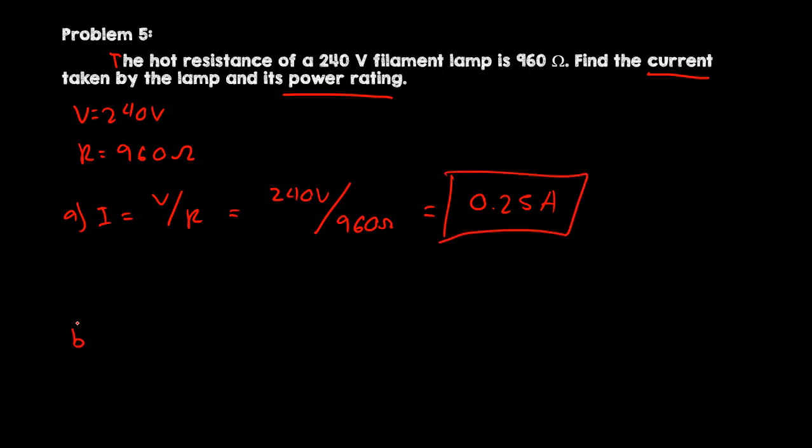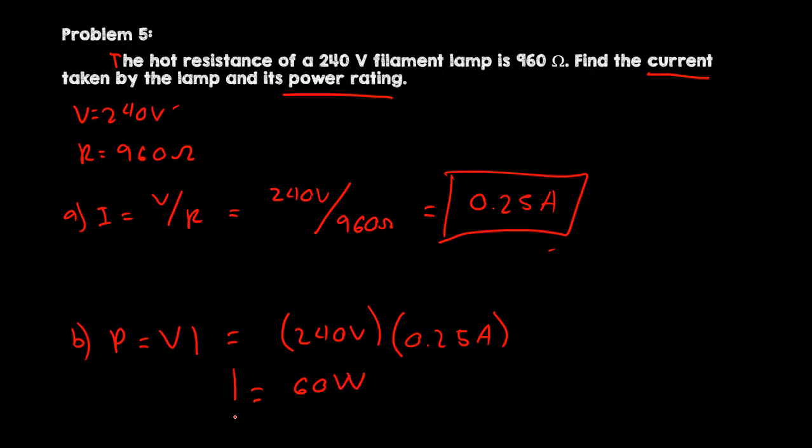Then for letter B, power rating, P is equals to V times I. And V is equals to 240 volts. 240 volts multiplied by I of 0.25 amperes. 240 times 0.25 is equals to 60 watts. And that is our answer.